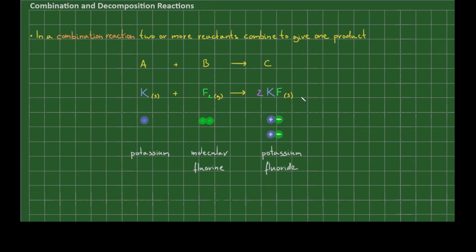However, I have upset the potassiums. On the right, I have two potassiums. On the left, I only have one. So I'm going to place a coefficient of 2 in front of K as well. And now everything checks out. Enough of combination reactions. What about a decomposition reaction?